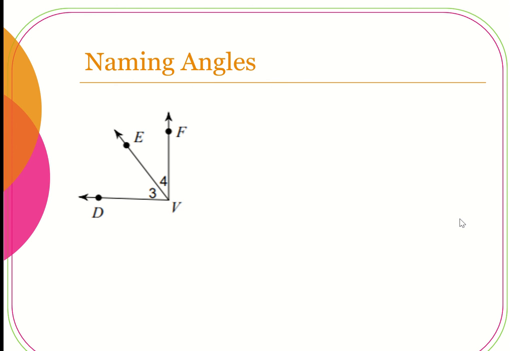Now that's not the case here. Here we have more than one angle happening at vertex V. So take a look at angle 3. Come up with a name for angle 3. Pause the video now and do that.